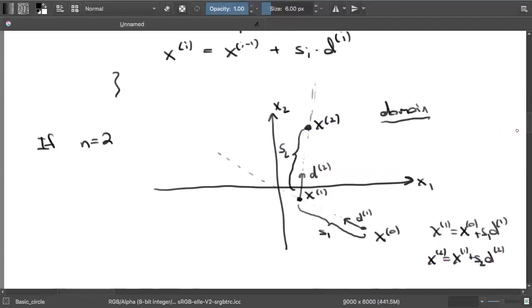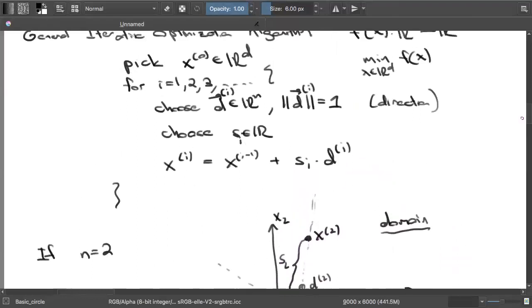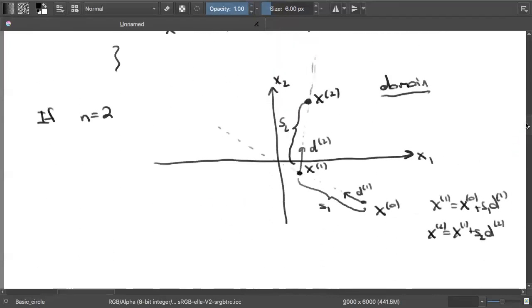The only thing we're going to agree on, just because, is that S will always be greater than or equal to 0, so that I don't walk backwards. The reason I don't want to do that is because then the direction isn't the direction you're walking. It's actually the negative direction. So we'll just always assume that the step size is positive. And if you want to walk backwards, flip the sign of your direction. Any questions on that idea?